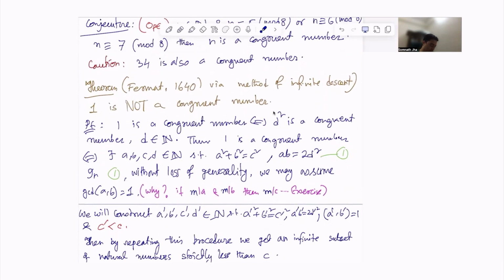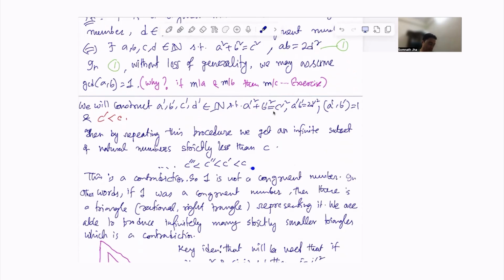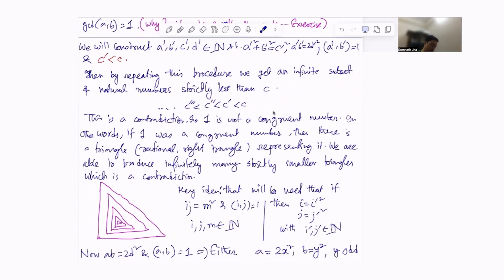And then we constructed another Pythagorean triplet, a prime square plus b prime square equal to c prime square, with a prime b prime equal to 2d prime square, and GCD of a prime, b prime is 1, such that c prime is less than c. So this is the process of infinite descent. Starting with c, we got another positive integer c prime which is strictly less than c, and this process can be continued infinitely, which is not possible because any subset of naturals has a least element.